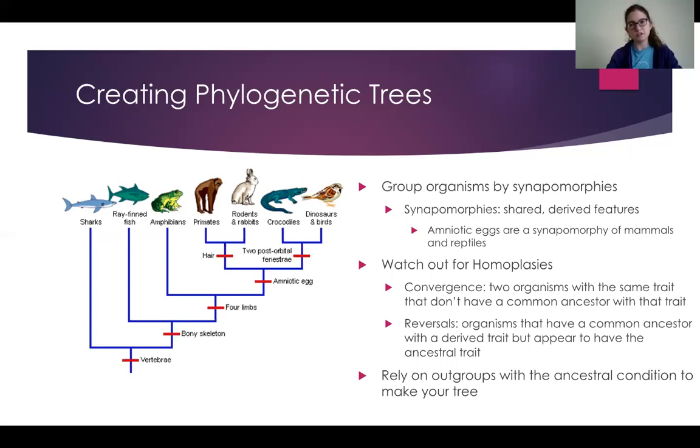In addition, there can be reversals. And reversals is when an organism has derived from a common ancestor that has a specific derived trait. However, the organism itself might have the ancestral trait because it reversed back to that ancestral trait. So it's important to keep that in mind as well, because that is not an example of that organism having that ancestral trait to begin with. So it's different. And what you want to do in these cases is just rely on your outgroups with the ancestral conditions to make your tree. That was going to be the biggest help for you. And then just looking at all of the traits that are provided.